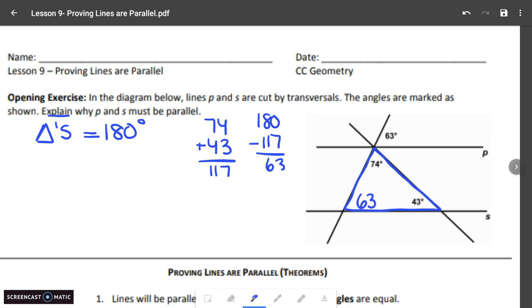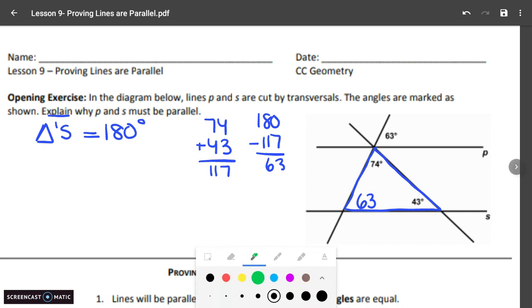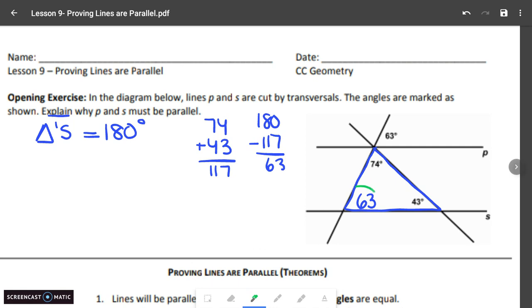Once I am at this point, I can stop finding angles, because you'll notice that 63 in this spot is in between the two lines P and S, and we have the same angle 63 outside, but along the same spot of the transversal. Those are known as corresponding angles. And if we have congruent corresponding angles, that means my lines are parallel. So I know as long as we have one in between these two lines and one outside falling on the same spot along the transversal.